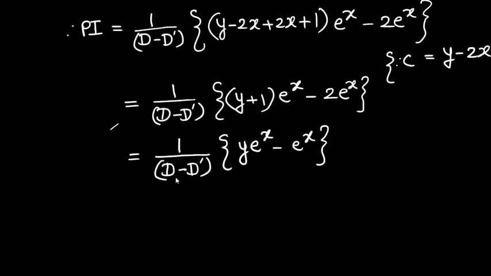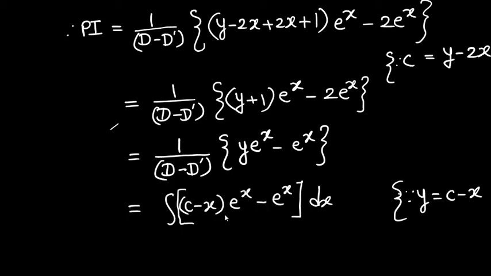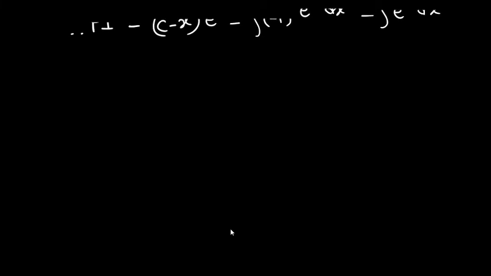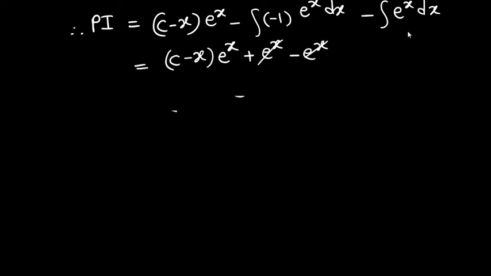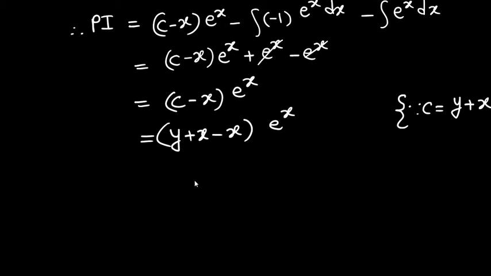Now again we apply the same case for this 1 upon D minus D dash, considering this as the complete function F of xy. Therefore, the substitution is y equal to c minus x. That means D equal to c and D dash equal to x. Integrate by parts, considering c minus x as the first function, e to the power x as the second function. Therefore, PI equals, after integration we get these values. Then substitute the value of c equal to y plus x. This x gets cancelled, we get y e to the power x, and which is the required PI.